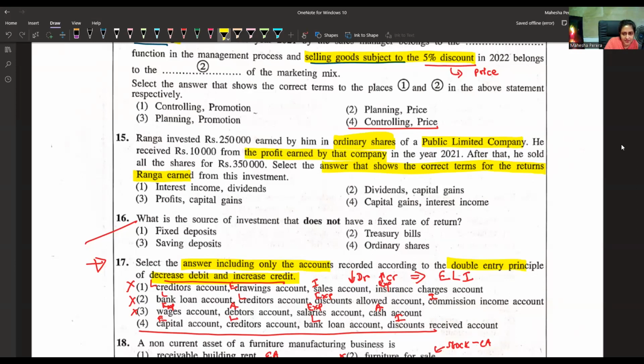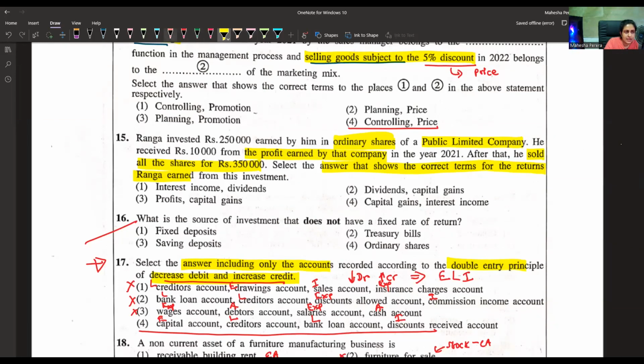Hari. Now, they ask, after that, he sold all the shares for 350,000. Now, he has sold these purchased ordinary shares at a profit. And actually, we know that there is a special term for this profit. We don't say profit there. And also remember, there are 2 types of returns here. They have given 2 answers.